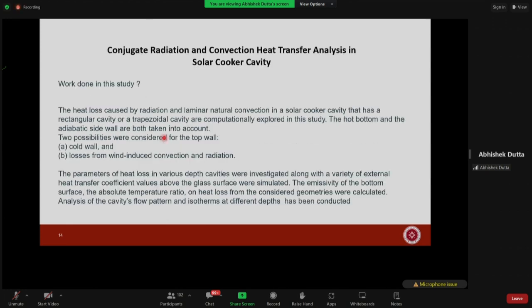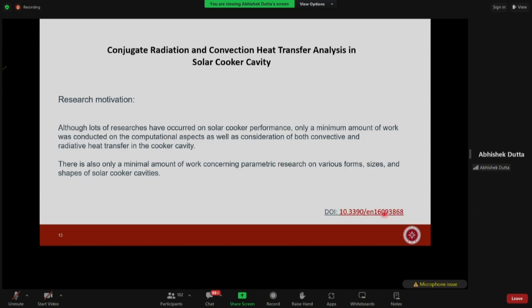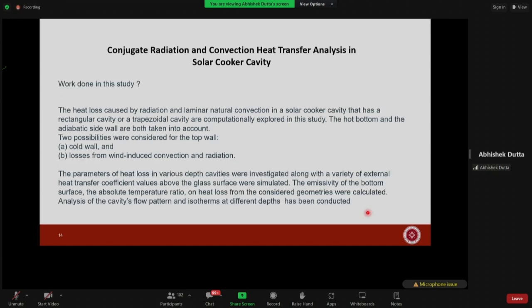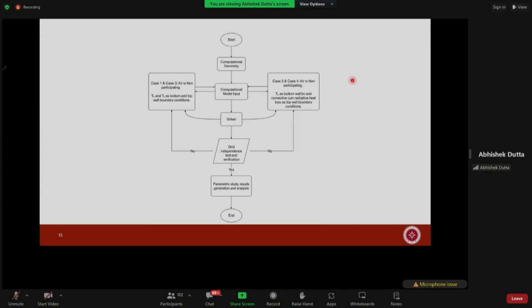So the parameters of the heat loss in various depth cavities, and also they did a nice parametric study, a very clean and easy paper to understand their work. And for me, it was very nice, very easily understandable. They also did the cavities flow pattern, isotherms. I have some pictures of that, but this is the DOI. You can just note it down. You can print screen it, and you can look at this paper yourself in much more detail than what I'm presenting now. So what they have done here is there is an algorithm.